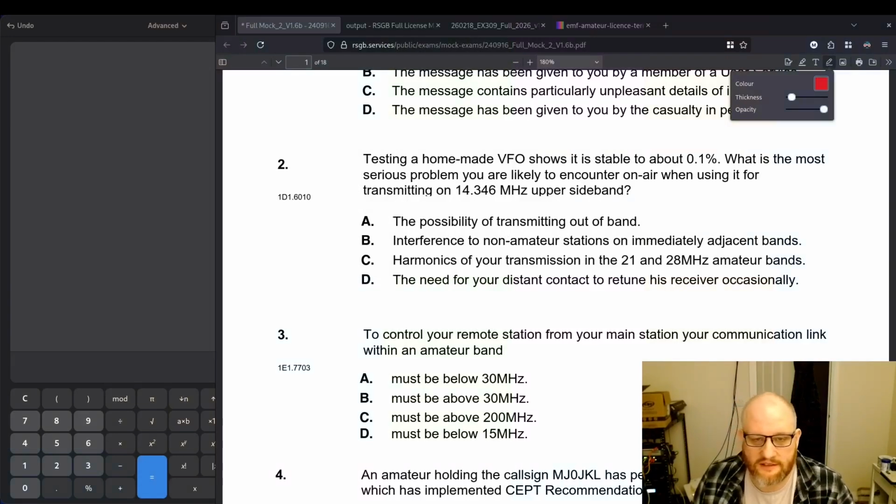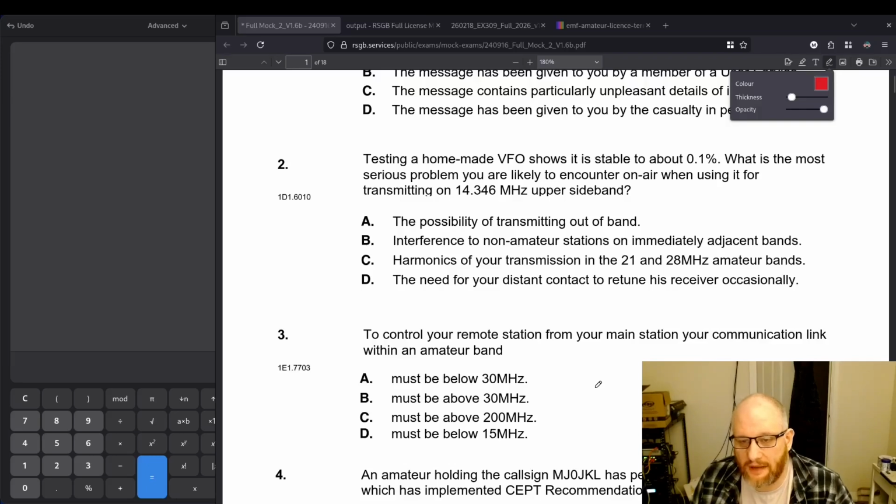Today we're looking at the full license mock examination 2 version 1.6. We've reached question 2, which reads: testing a homemade VFO shows it is stable to about 0.1%. What is the most serious problem you are likely to encounter on air when using it for transmitting on 14.346 MHz upper sideband? Option A, the possibility of transmitting out of band.